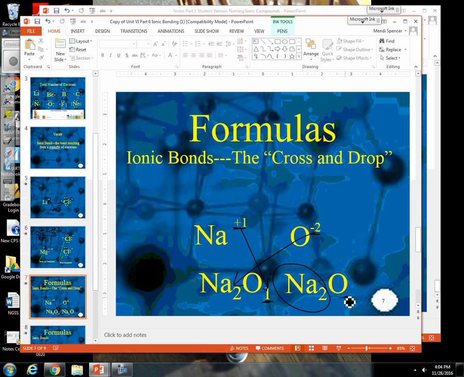Now let's make sure that our charges balance out as well. So this is the same as saying that we have 2 positively charged sodiums being added to a negative 2 charge. Plus 1 plus 1 equals plus 2, minus 2 equals an overall charge of 0.